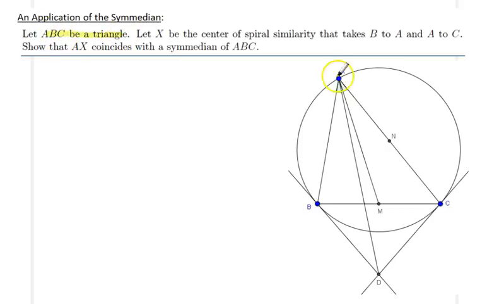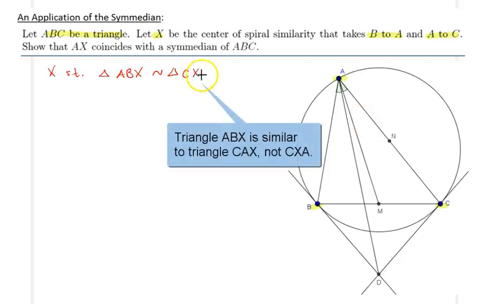We are given a triangle ABC. Here are the vertices of our triangle, and X is the center of spiral similarity that takes B to A and A to C. What this means, as we showed earlier, is that X is such that triangle ABX is similar to triangle CAX after rotation. Okay, so that's the definition for X being the center of spiral similarity.